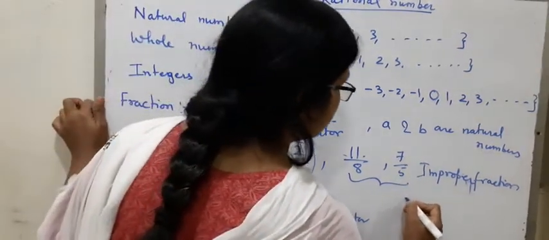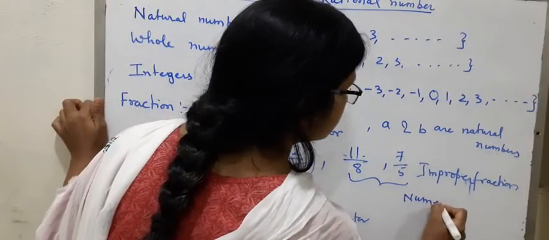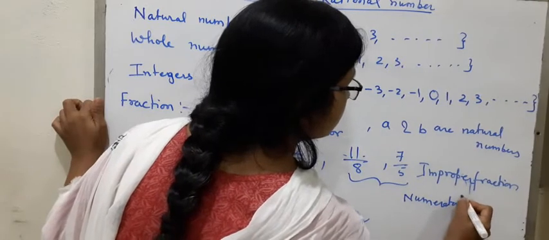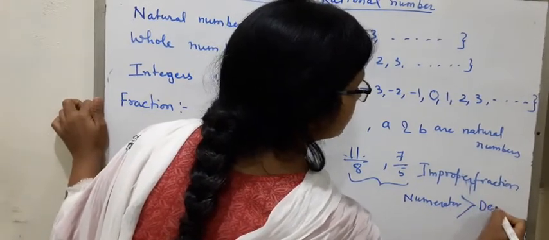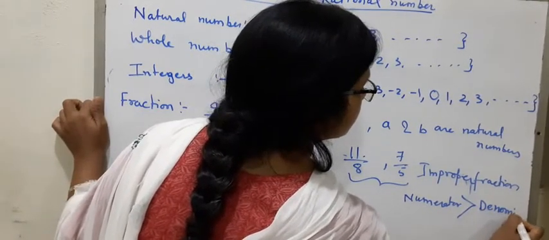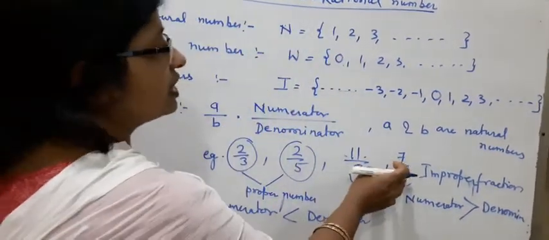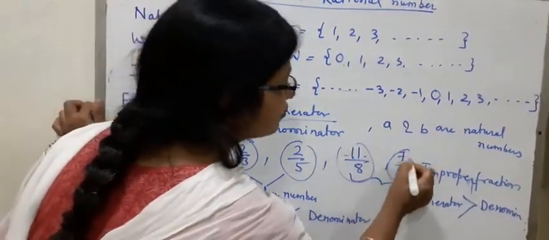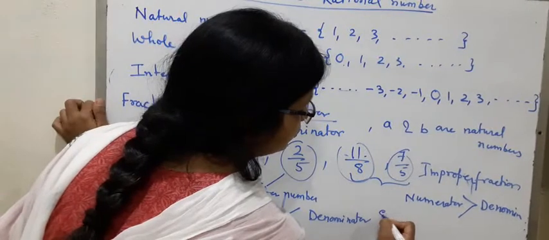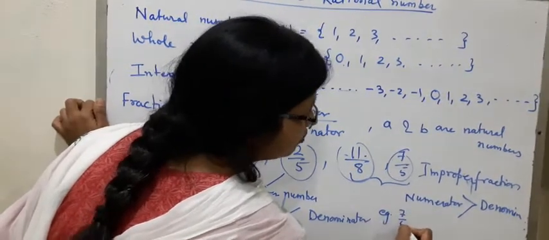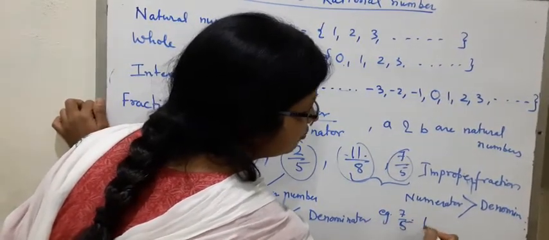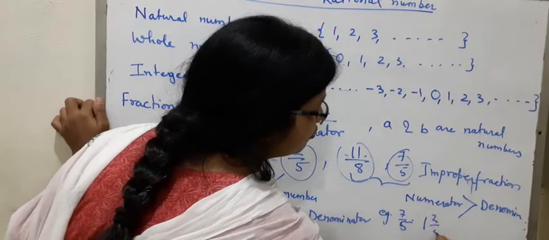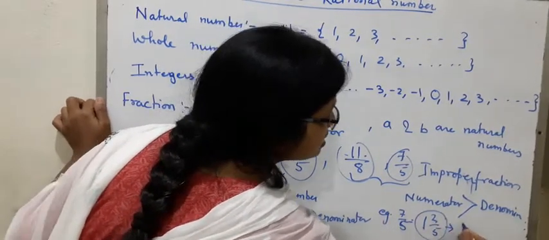Here the numerator is greater than the denominator. These fractions we change into mixed fractions. For example, 7 by 5: we change it, 5 ones are 5, 6, 7, so 1 and 2 by 5. This fraction is a mixed fraction.